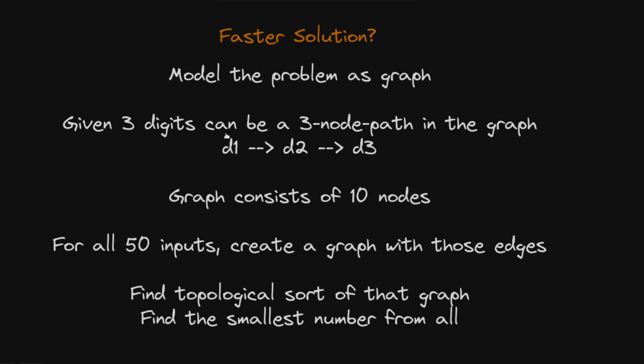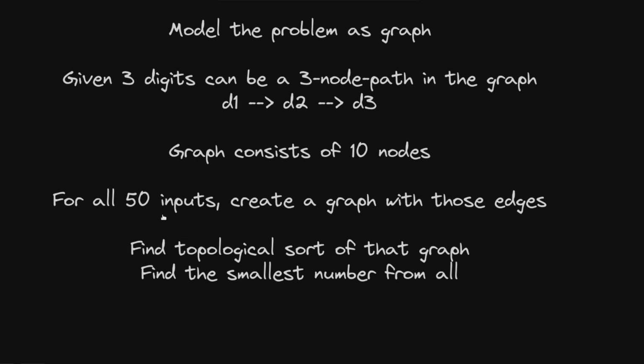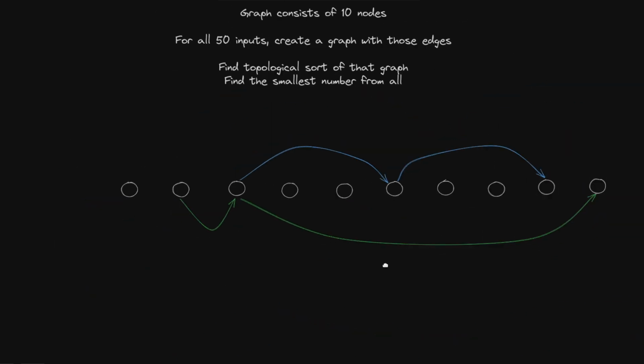Any given 3 digits can be a 3 node path in the graph, which is a directed edge from D1 to D2 and another directed edge from D2 to D3, and this graph consists of 10 nodes. There will be 10 digits from 0 to 9, and once we construct this graph based on the triplets that are given to us, we will see what we can do next. After creating those edges in the graph, we are going to find out how the representation is going to look.